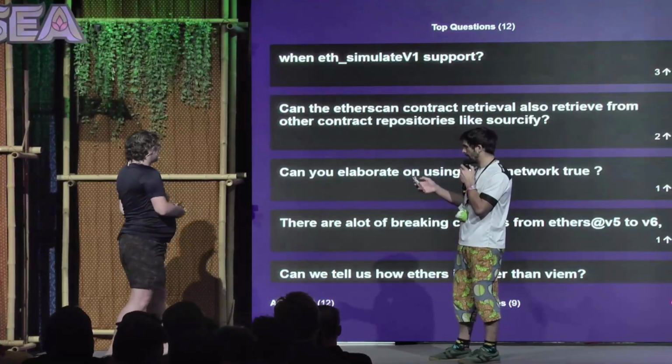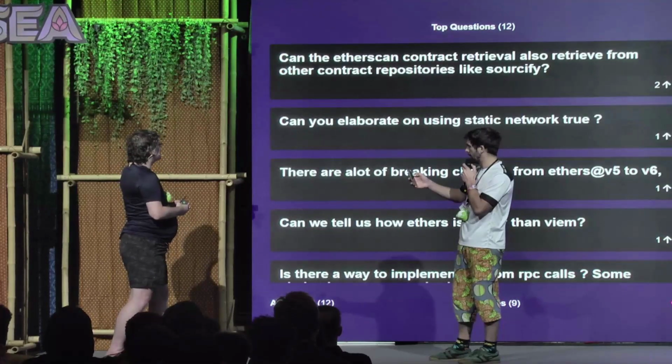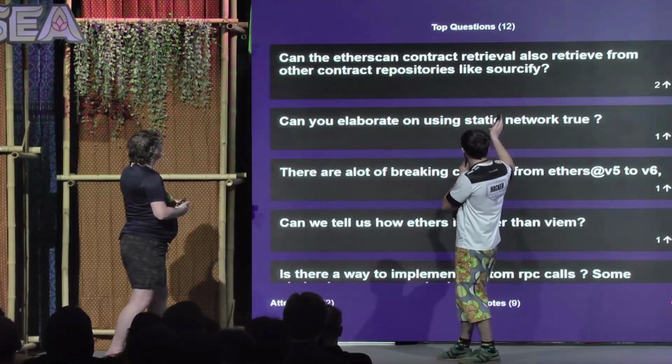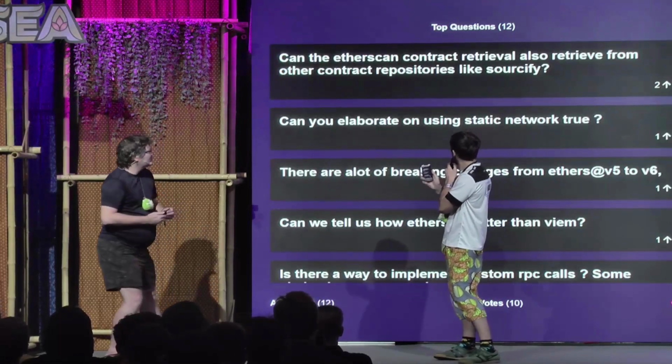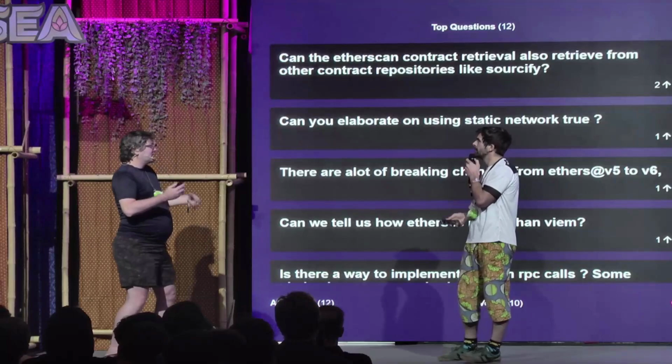Perfect, thank you. Okay, I have the thing up. And now we can go to the next one. Can the Etherscan contract retrieval also retrieve from other contract repositories, like Sourcify? So it cannot now, but there's no reason it couldn't. If somebody points me to more data about Sourcify, like where the repository is, my guess is they don't run a back end, so you might need to specify the contract address and a provider to connect to.